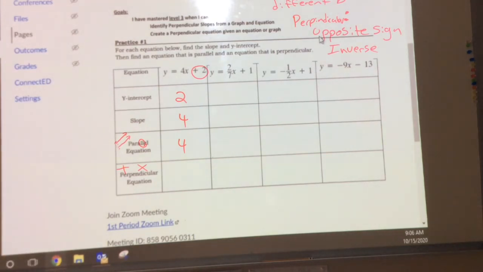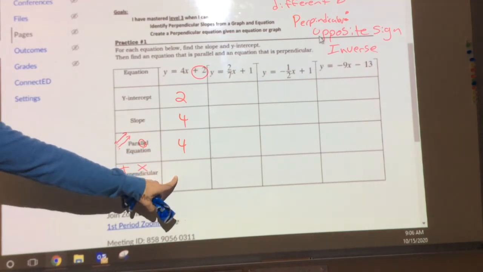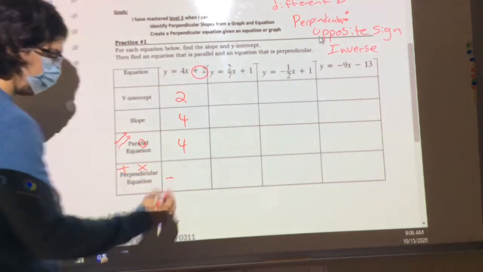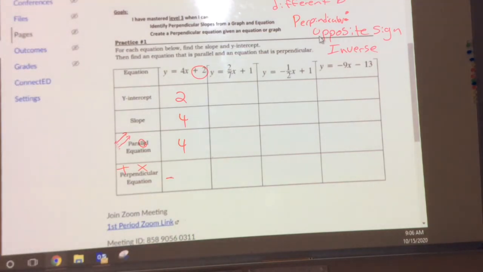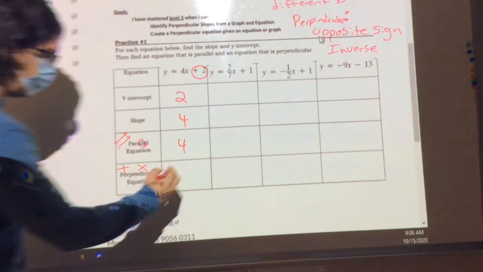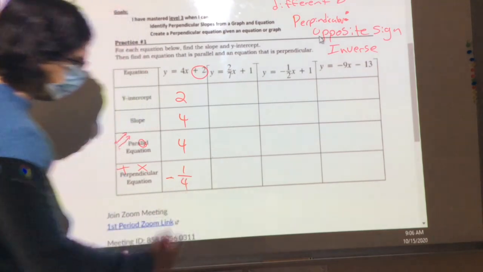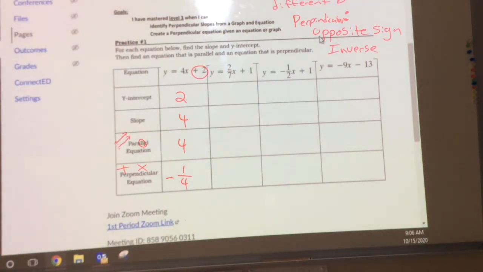Okay, so let me ask you this. If this is a positive for them to be perpendicular, number 1, we know it has to be negative. Good. And if we have a positive 4, what's the inverse of a positive 4? 1 over 4, right? Tomorrow, I'm going to show you guys how to graph this and prove all of these, but today we're just going to talk about this.